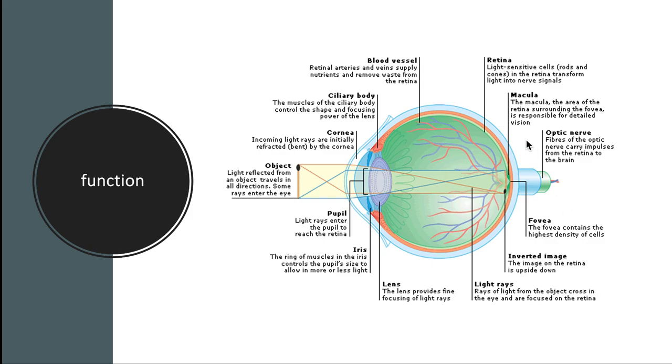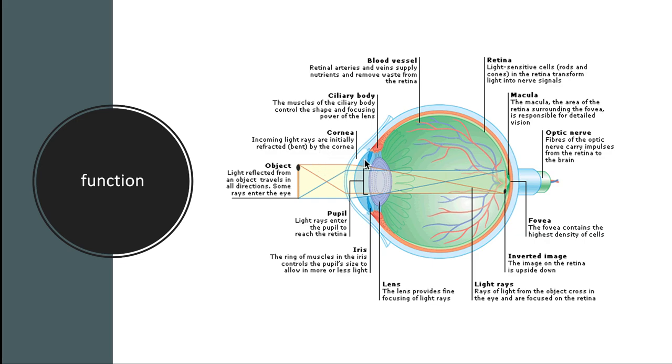The suspensory ligaments are just after the ciliary body, and they are thread-like ligaments that attach the ciliary body to the lens. So these ligaments here between the ciliary body and the lens, they are small threads called suspensory ligaments, and their role is to attach the ciliary body to the lens.